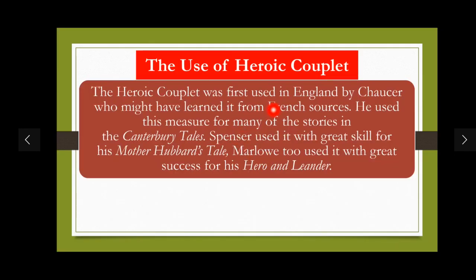The use of heroic couplet. The heroic couplet was first used in England by Chaucer, who might have learned it from French sources. He used this measure for many of the stories in the Canterbury Tales. Spenser used it with great skill for Mother Hubbard's Tale. Marlowe too used it with great success for his Hero and Leander.